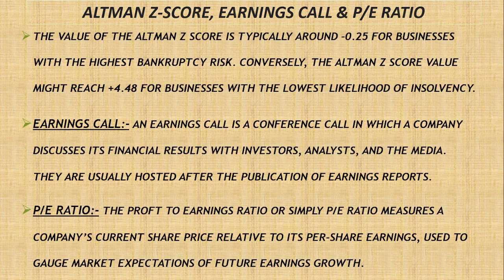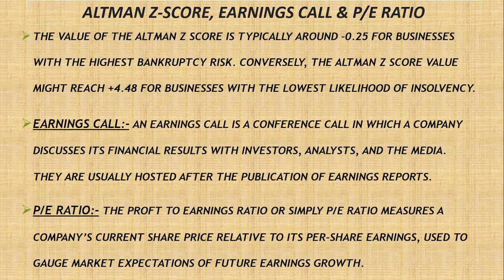The value of the Altman Z-score is typically around -0.25 for businesses with the highest bankruptcy risk. Conversely, the Altman Z-score value might reach +4.48 for businesses with the lowest likelihood of insolvency. Earnings call. An earnings call is a conference call in which a company discusses its financial results with investors, analysts, and the media. They are usually hosted after the publication of earnings reports.